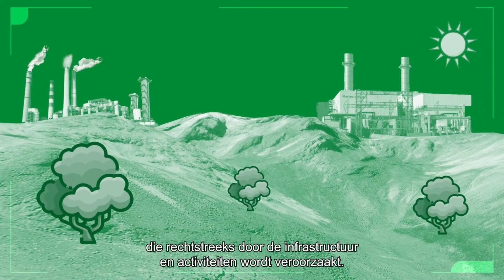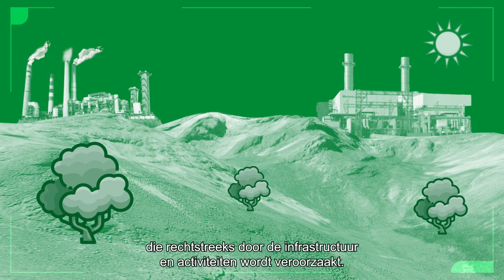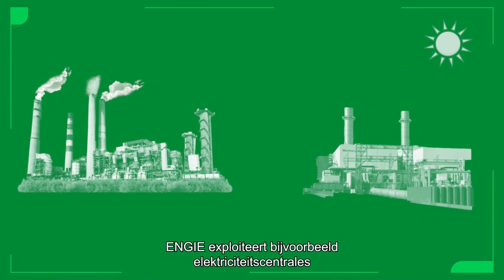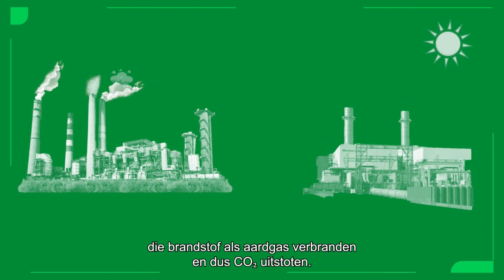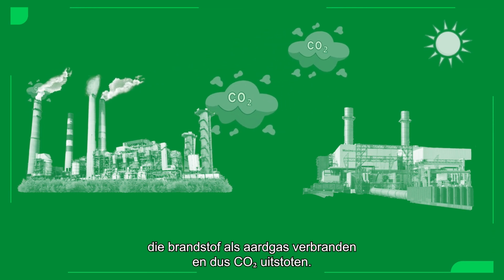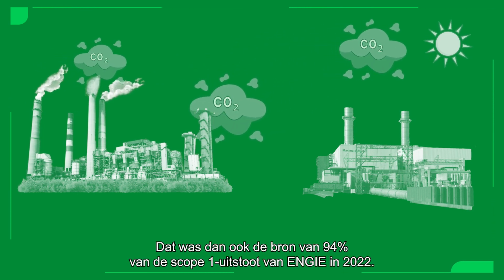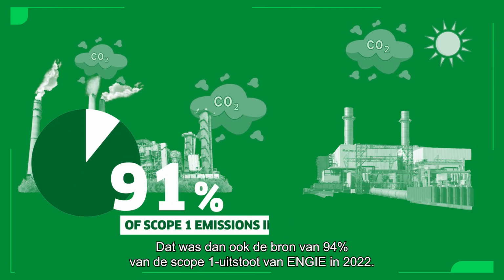This includes all emissions generated directly by the company's infrastructures and activities. For example, ENGIE operates power plants that burn fuel, such as gas, and thus emit CO2. In fact, this made up 94% of ENGIE Scope 1's emissions in 2022.